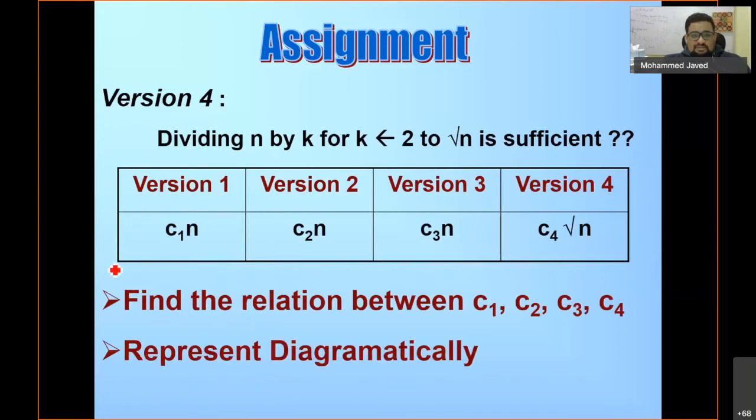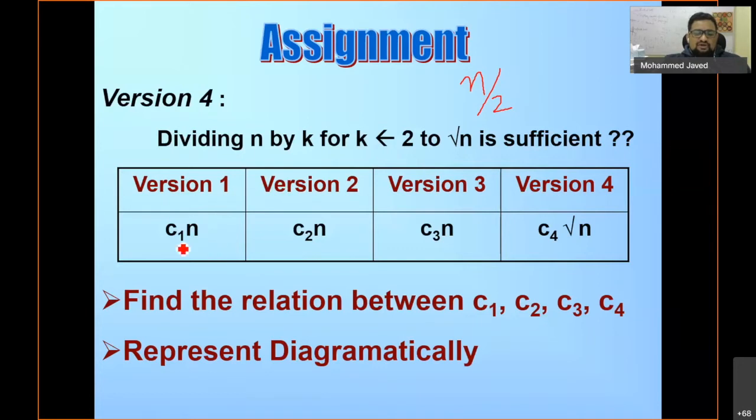And now a much better algorithm, which is version 4. Version 4 for finding a prime number is dividing n by k for k equal to 2 to root n. Previously in version 3, I told that we can go up to n by 2, and we can skip the even numbers, right? In this particular version 4, k goes up to root n. So root n is sufficient for us to find the prime. Now we have 4 versions of the same problem of finding a prime number for a given positive integer.